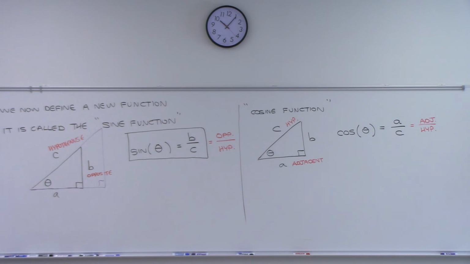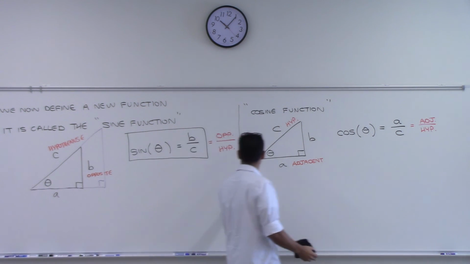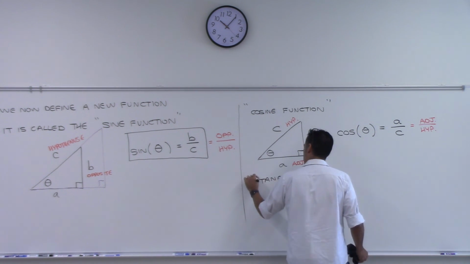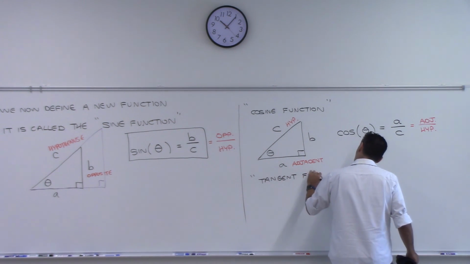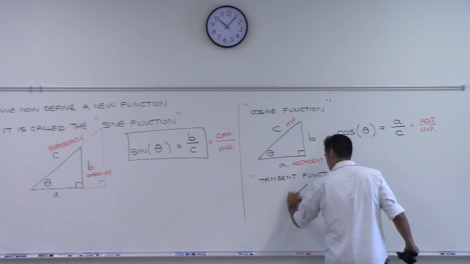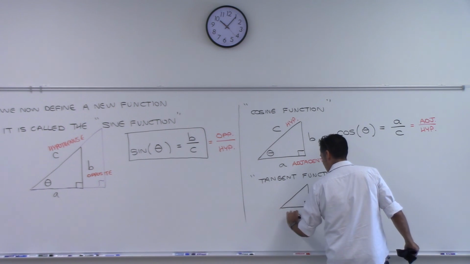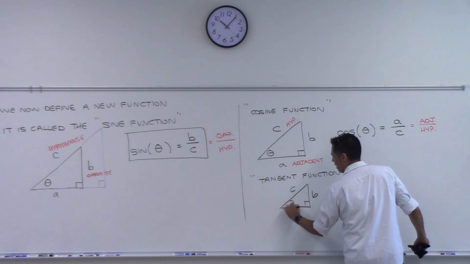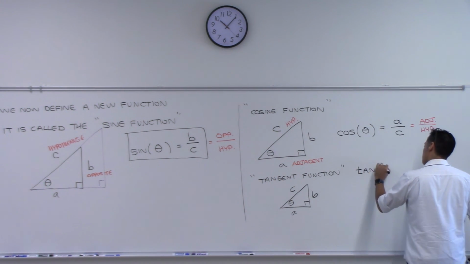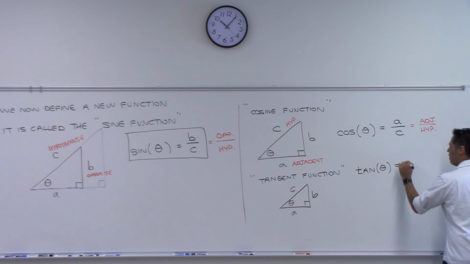There are 4 more trig functions. The next one is called the tangent function. And it's the same picture. A, B, C, theta. And tangent of theta is written tan of theta, and it's equal to b over a.